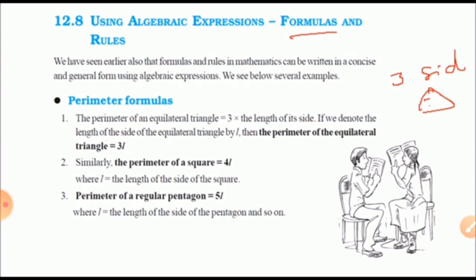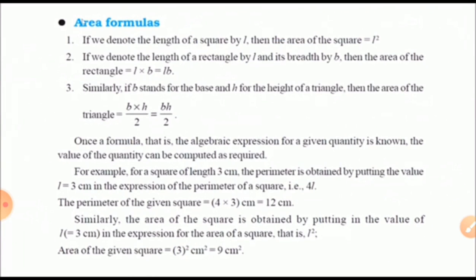Is it a monomial, binomial or trinomial? Yes beta, will you tell me? Correct, it's a monomial. Similarly, for the square, 4 into side, that is 4L. Perimeter of a regular pentagon, 5L, 5 into L, a pentagon having 5 sides. We can discuss more about regular or equilateral.